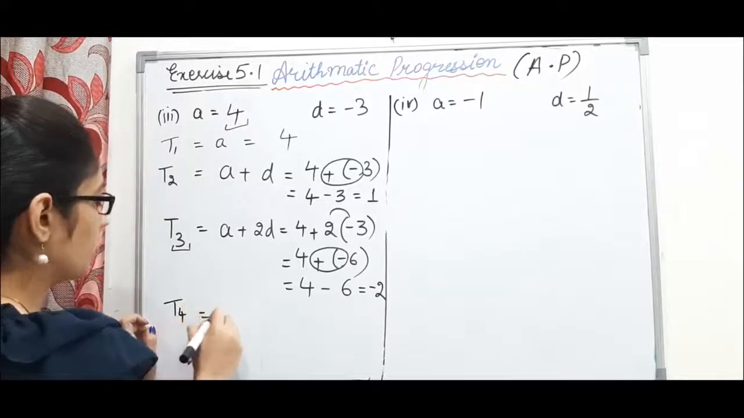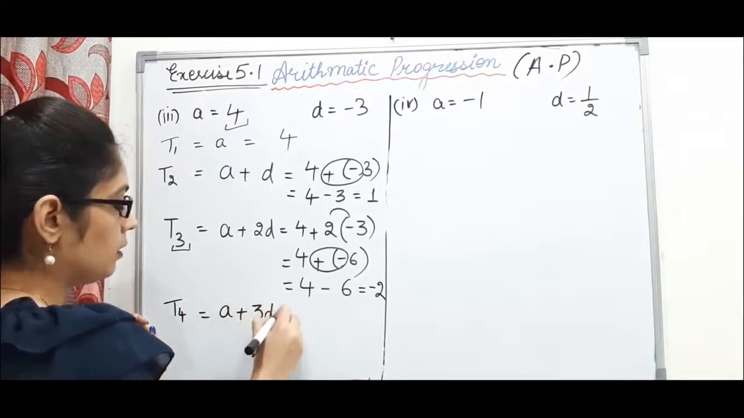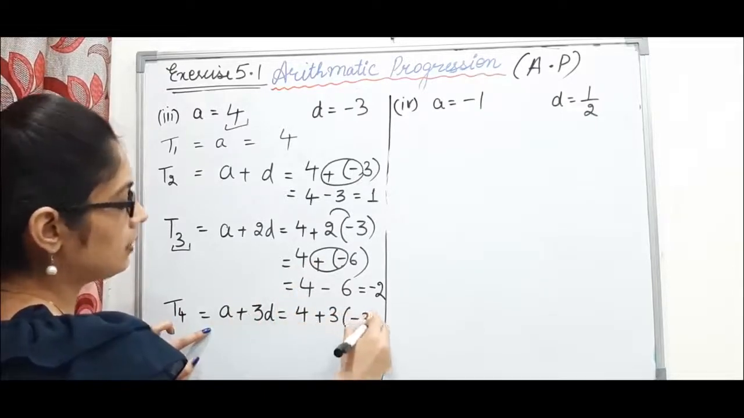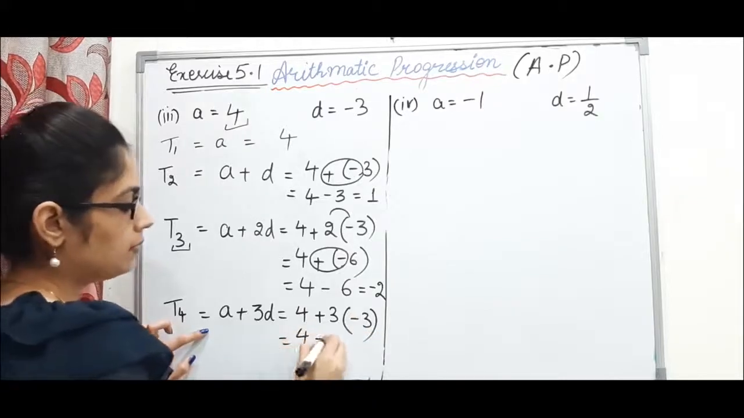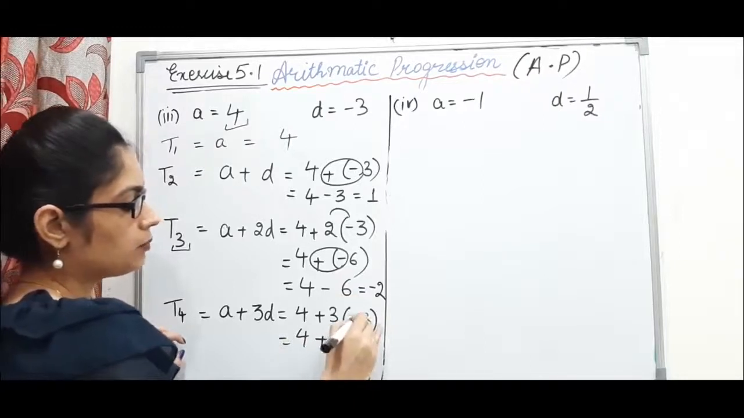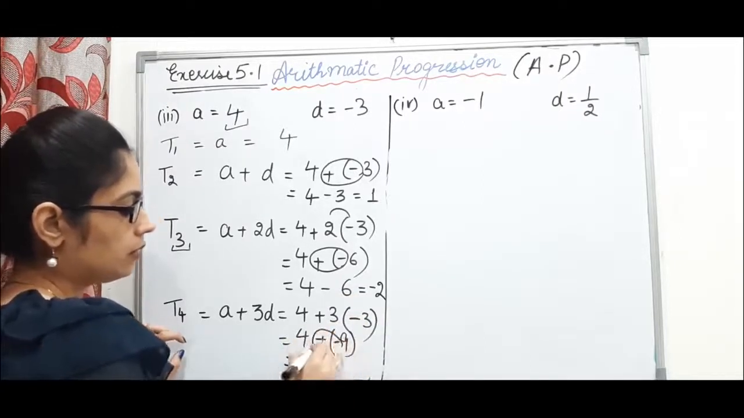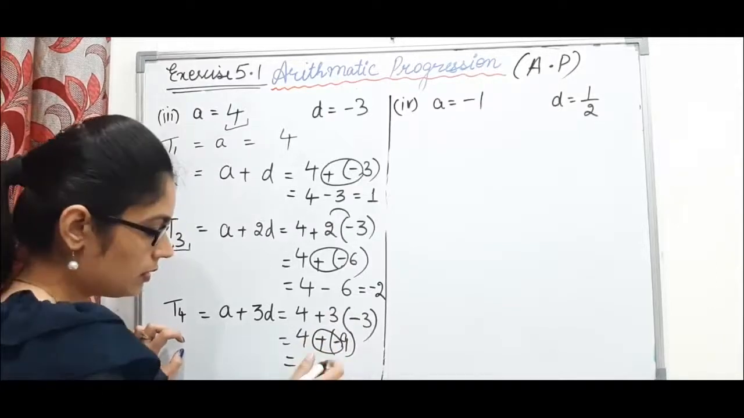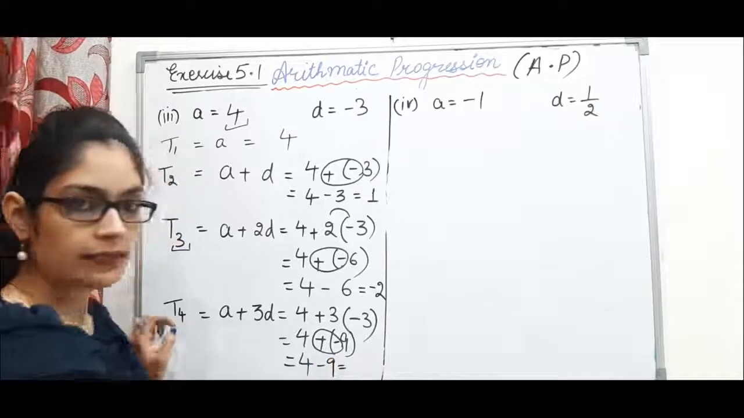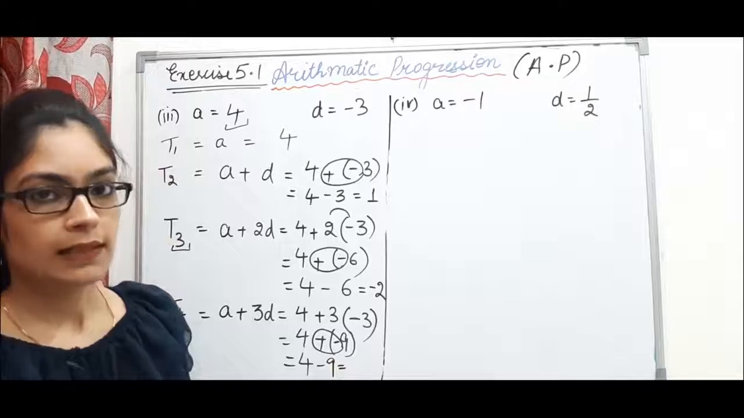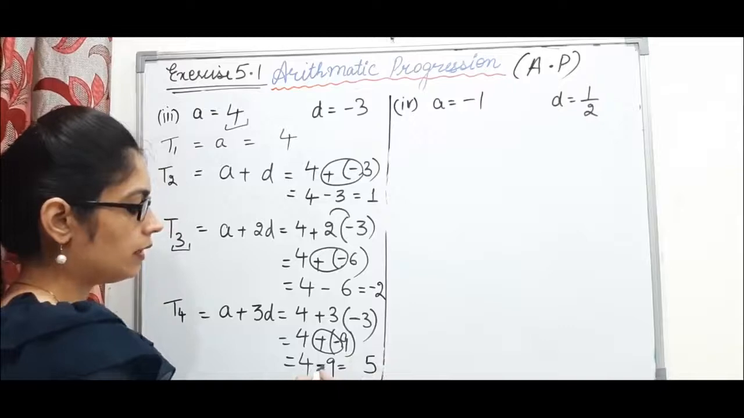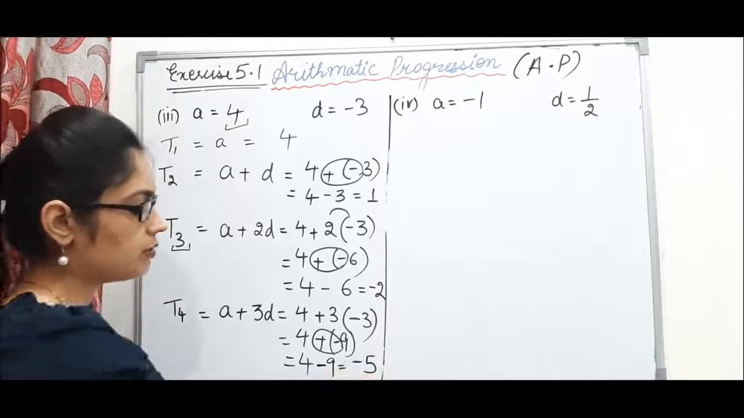Fourth term, the formula is a plus 3d, a is 4 and d is minus 3. 4 plus 3 into minus 3: 3 into 3 is 9, but it will be minus 9 because the minus sign is there. 2 signs together, we have to make them a single sign. So, 4 plus minus 9 is 4 minus 9. Again, we take the sign which is with the greater number: 9 minus 4 is 5, and with the greater number, which is 9, the minus sign is there. So, it is minus 5.